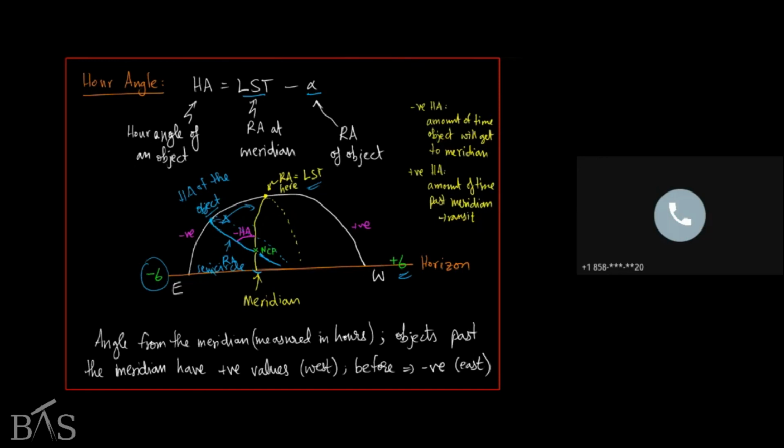Similarly, objects that are circumpolar, like Ursa Minor in most places, will be visible all through the night because it's just going to rotate around the pole. So irrespective of what the LST is and what the RA is, those stars near the pole will always be visible. And that's the catch. But otherwise, you're right. You can just use this to figure out what's visible and what's not visible.